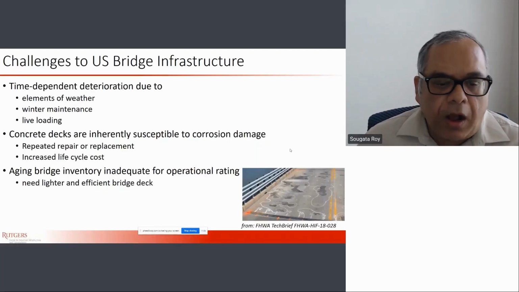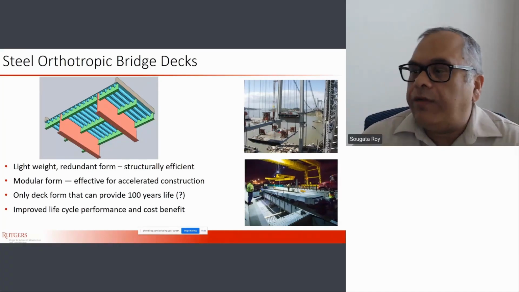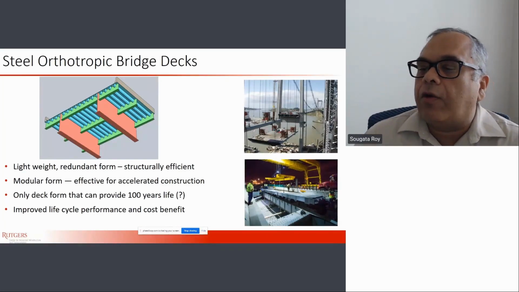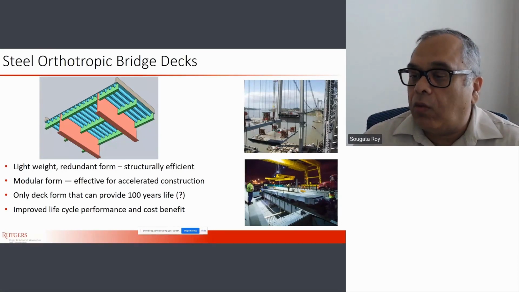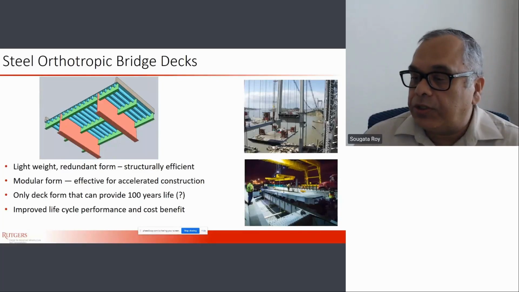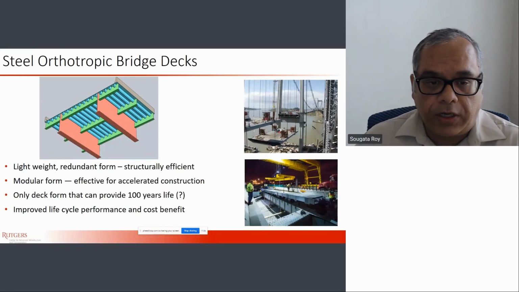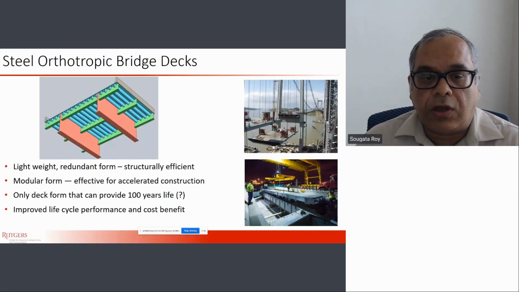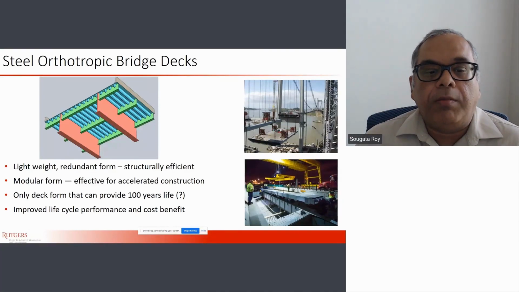So with that background, we look at what options we have. The alternative that automatically comes up is the steel orthotropic bridge deck, which has been used quite intensively around the world, but mostly for long-span signature bridges like suspension bridges or cable-stayed bridges. In the top right corner, you see a picture of the Kirkenes Bridge in California during construction, where an orthotropic bridge deck is being put in place.